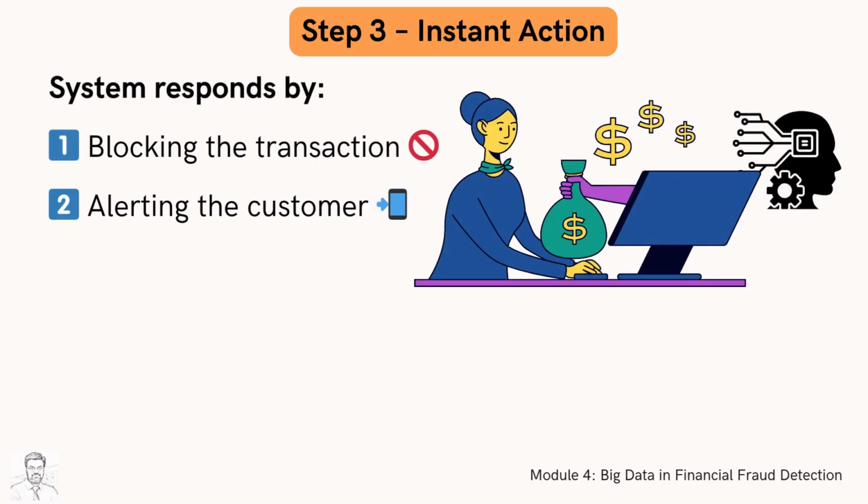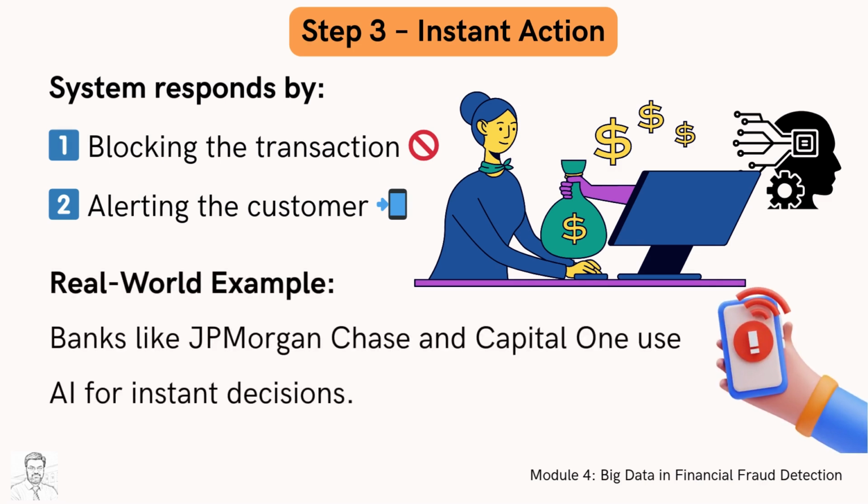Step 3, taking instant action. When fraud is detected, the system has two choices. 1, block the transaction instantly. 2, send an alert to the customer for verification. Banks like JPMorgan Chase and Capital One use AI-powered fraud detection to make these decisions in milliseconds.